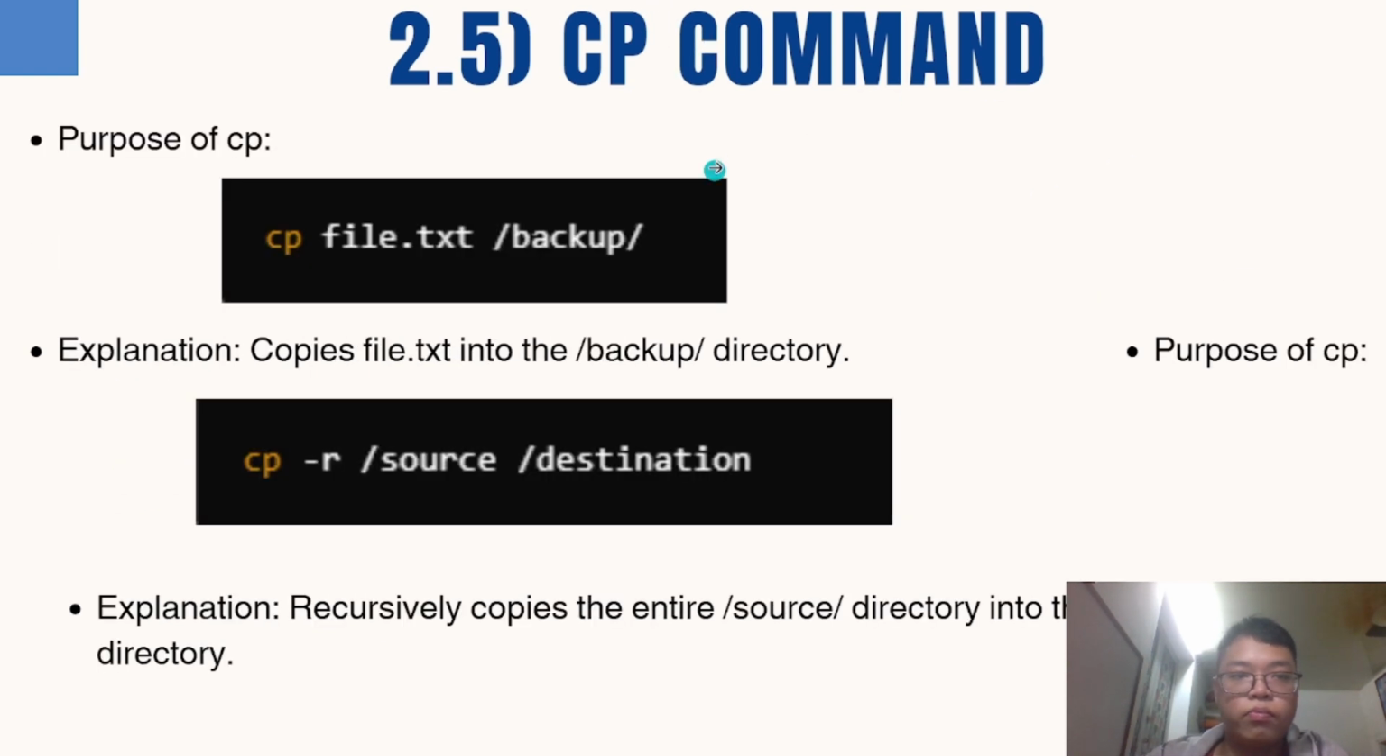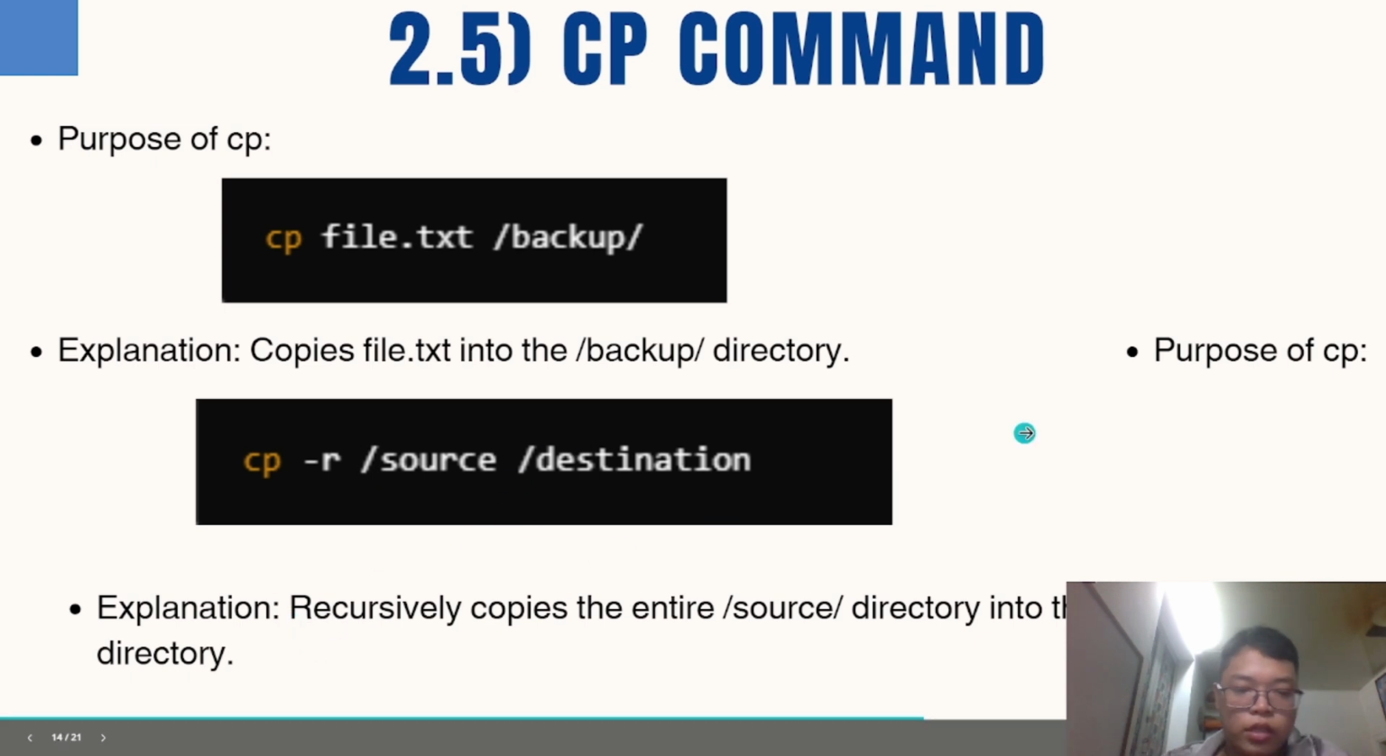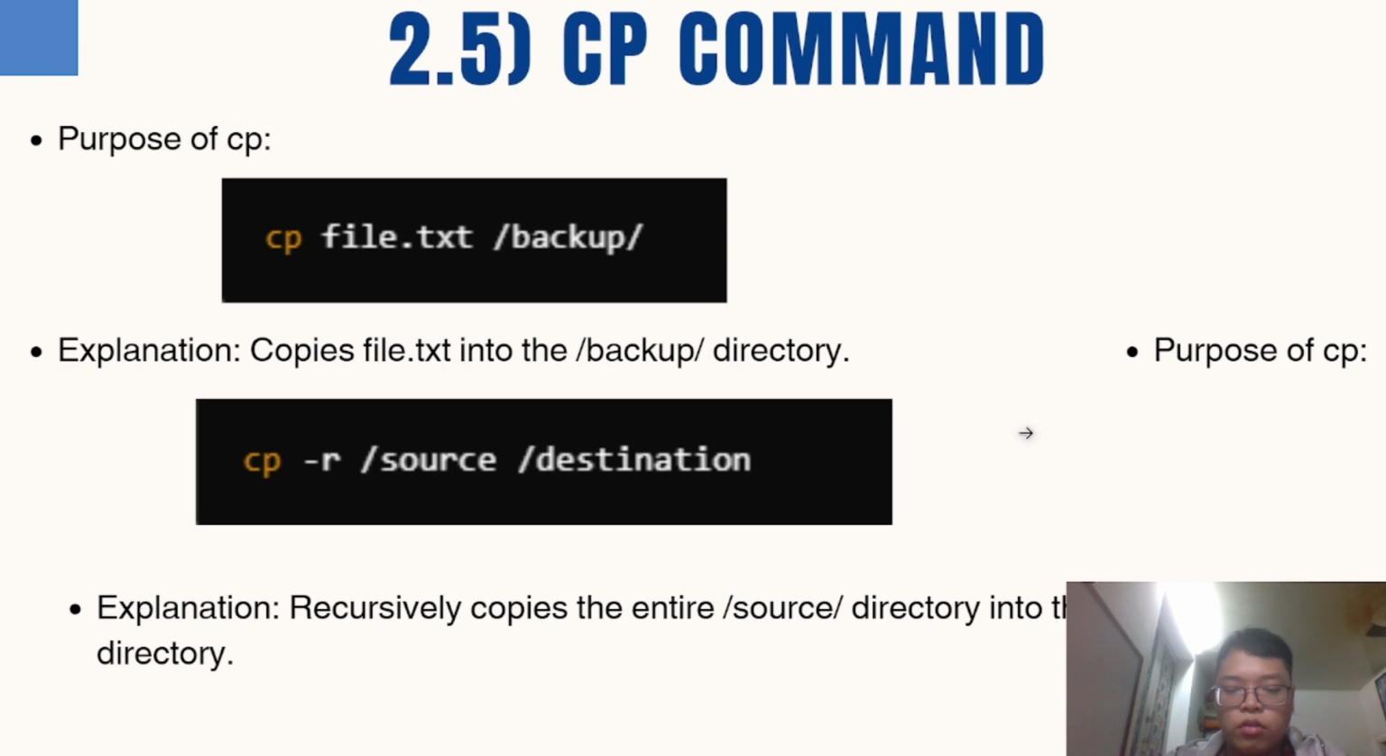So let's move to the usage. So cp file.txt /backup/ copies the file.txt into the backup directory, and you can see the command right here with cp -r /source /destination. So you can recursively copy the entire /source directory into the /destination directory.